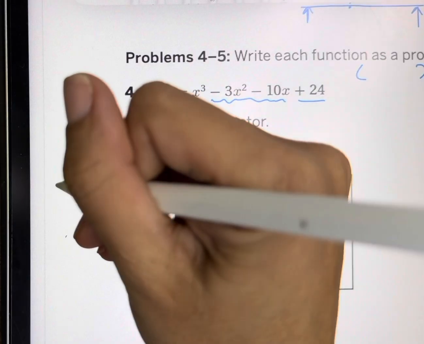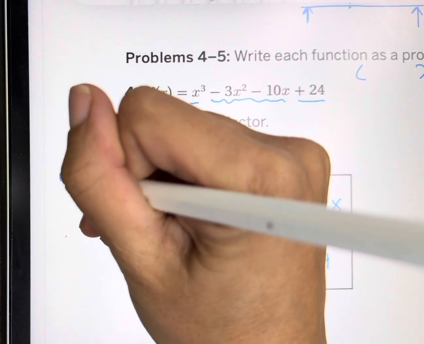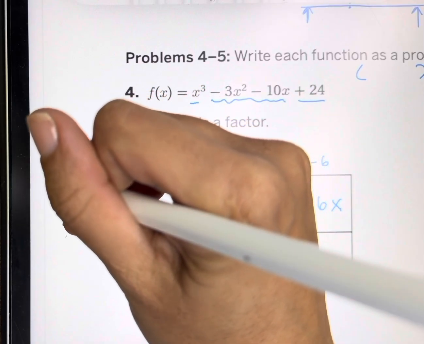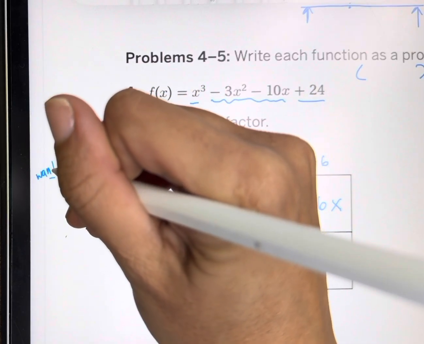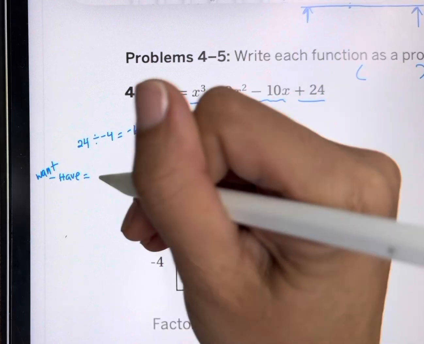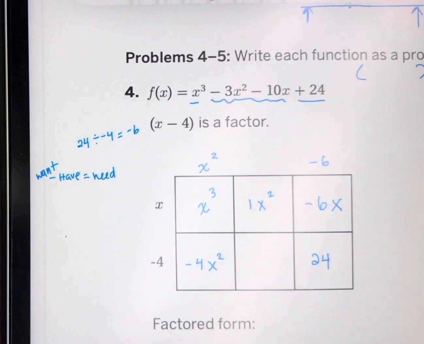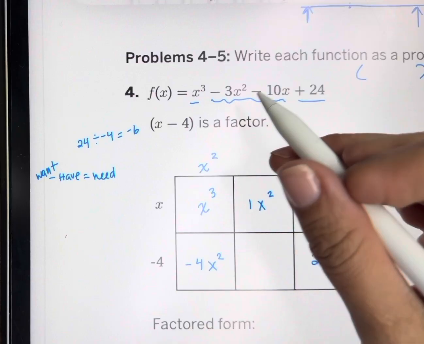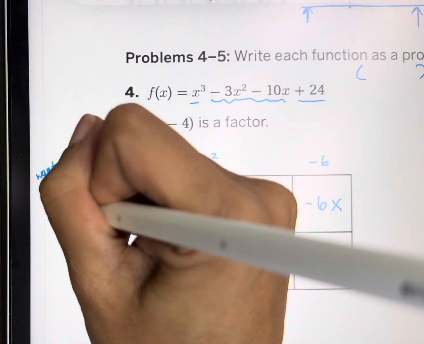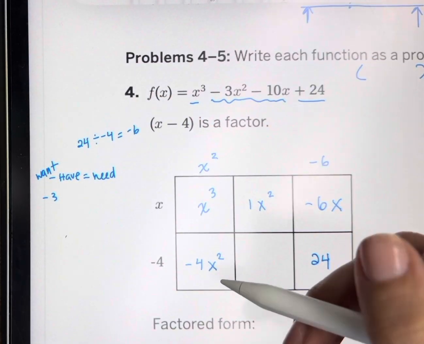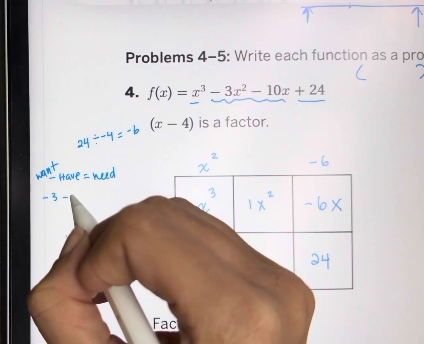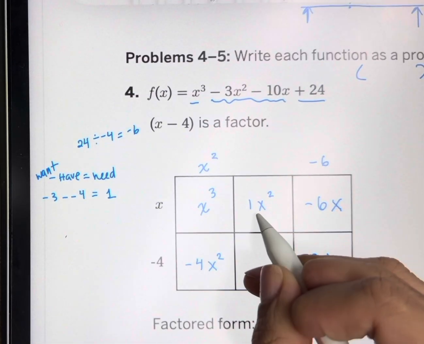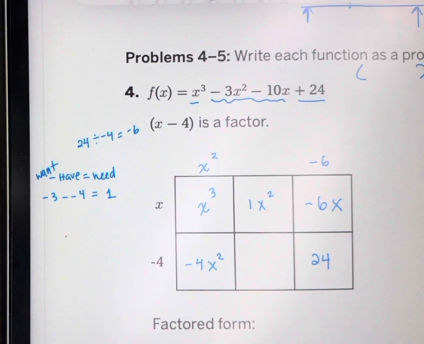Again, what you want minus what you have will equal what you need. So what I want is a negative 3. What I have is a negative 4, so minus a negative 4 will give me a positive 1, which is what I need, and that's what I'll put in.